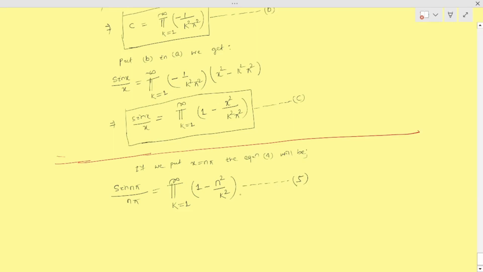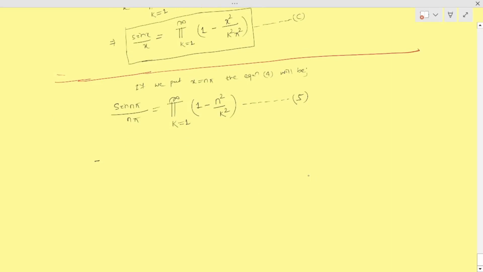Now if I consider n pi by sin n pi, I just altered the numerator to denominator and denominator to numerator, then it can be written like this: k equal to 1 to infinite of 1 minus n square by k square to the power minus 1. Let this be your equation number 6.